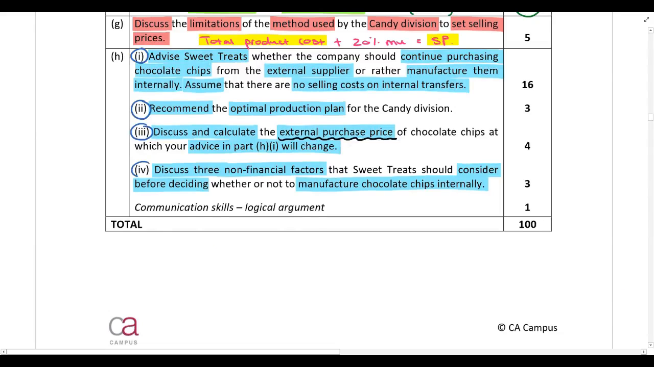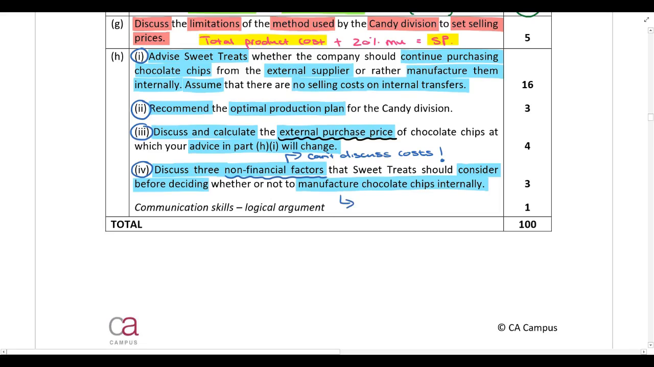Then lastly, in part 4, discuss 3 non-financial factors. So you can't discuss costs, you can only discuss non-financial or qualitative factors that Sweet Treats should consider before deciding whether or not to manufacture the chocolate chips internally.